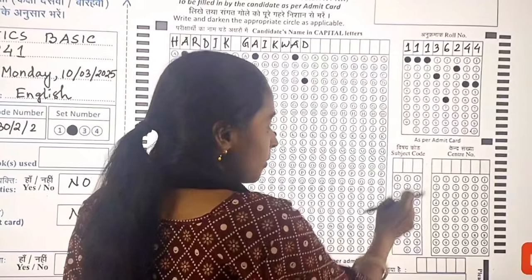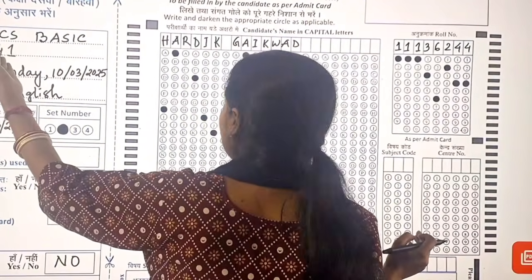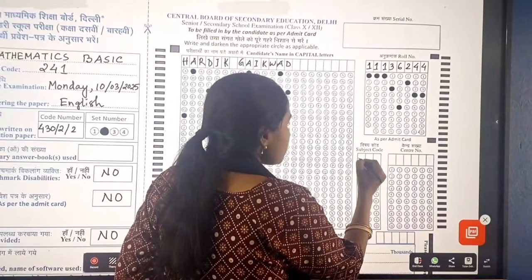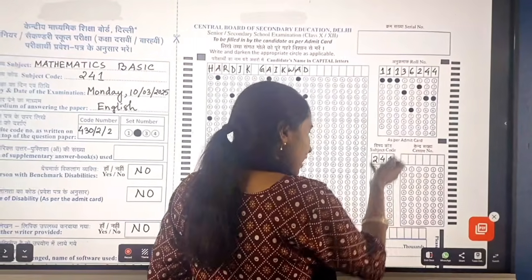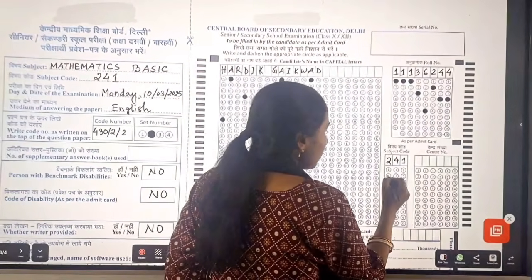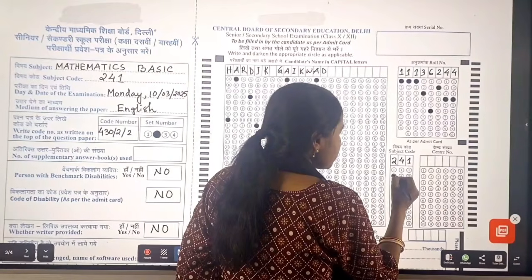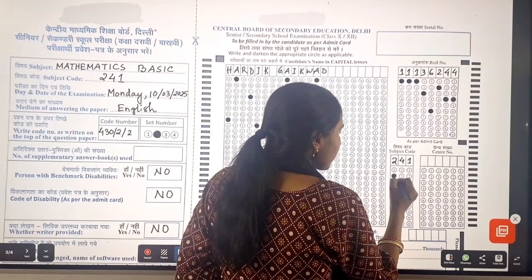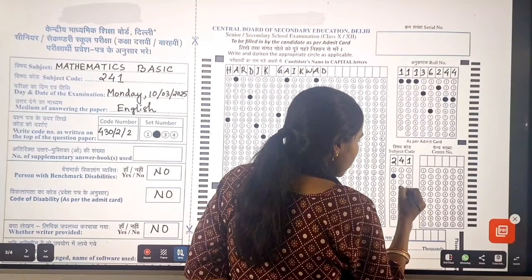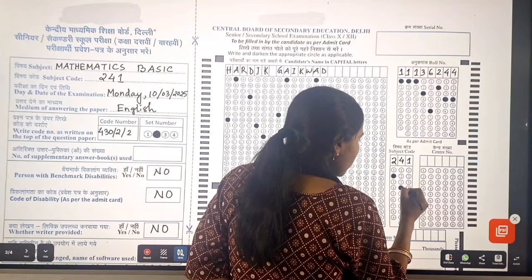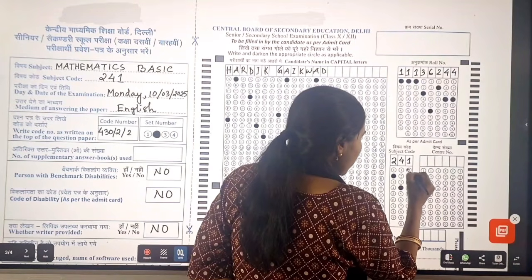Next, it is written subject code. The subject code we have already written is 241. So the same subject code you will write here, 241, and then again in the same way you have to circle 2, 4, 1.